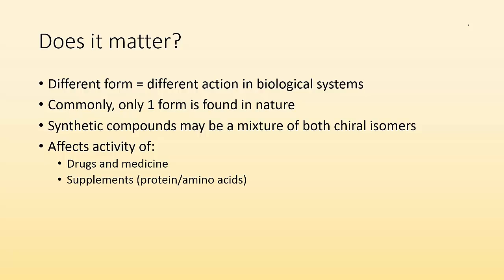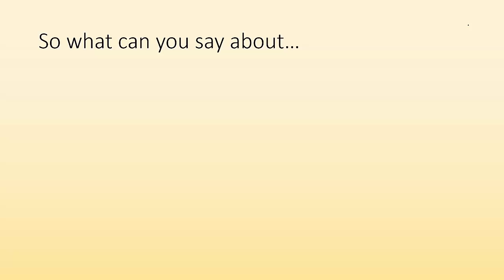Or supplements. If you've ever taken amino acids or looked at a label on an amino acid, you'll see it says like L whatever it is. All right, so the L is telling you which chiral form of it you have, and the L is the only kind that's active in biological systems. So if you made that amino acid synthetically, you get a mixture of both. Only half of it's going to be effective.